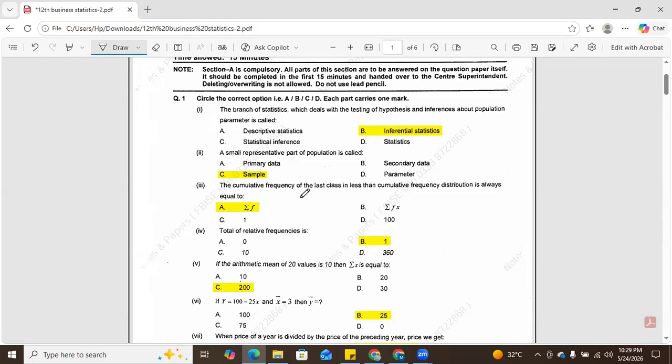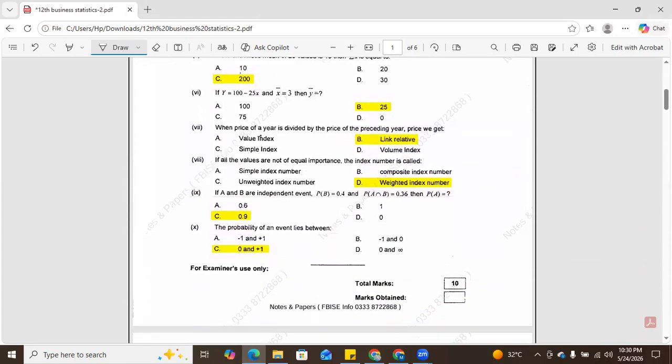The cumulative frequency of the last class in a less than cumulative frequency distribution is always equal to the sum of f. Total of relative frequencies is 1. If the arithmetic mean of 20 values is 10, then sum of x is equal to 200. If y is equal to 100 minus 25x and x is equal to 3, then y is equal to 25.